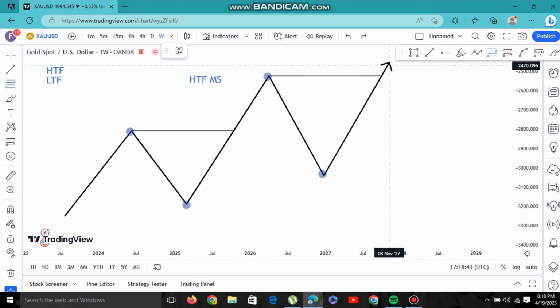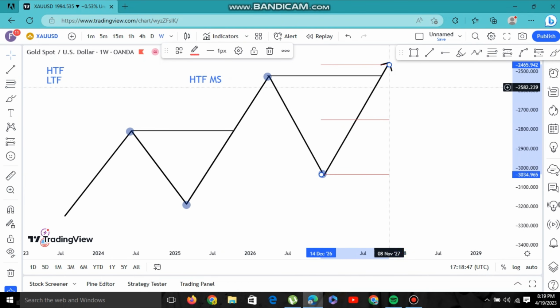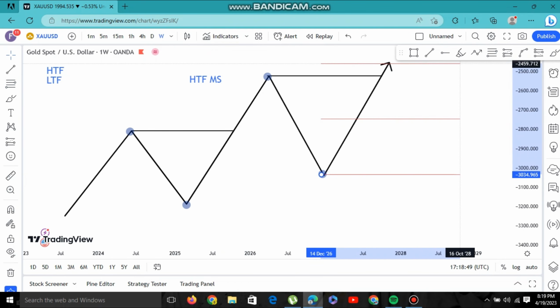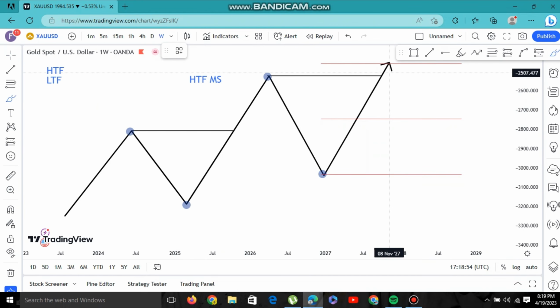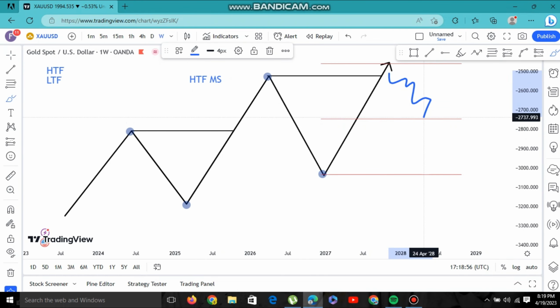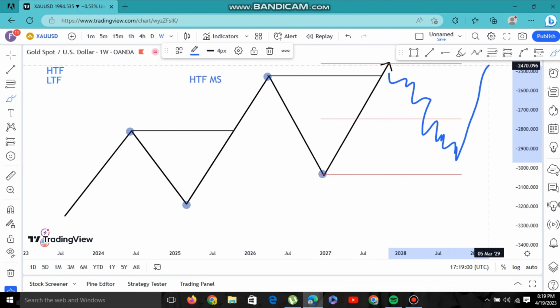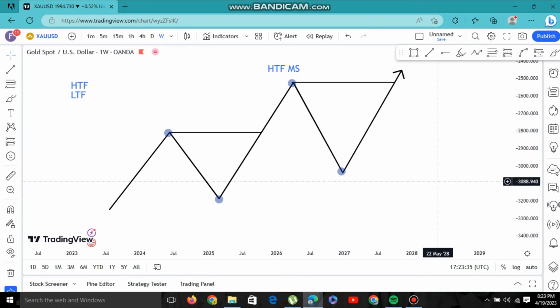So for me to get the next move, or for me to buy again, I'll be looking to first see if the market is going to go below my 50%. Then in around here I'll be looking for a buy to get hold of this next impulsive move.